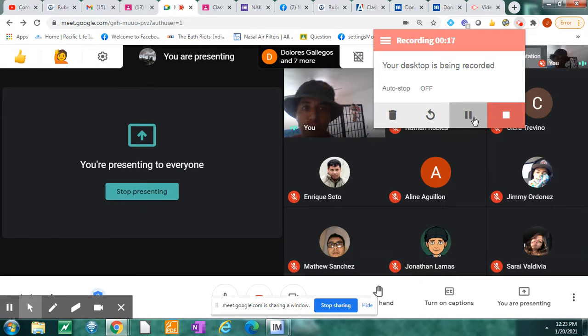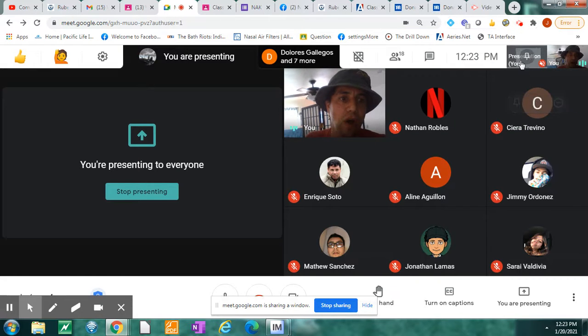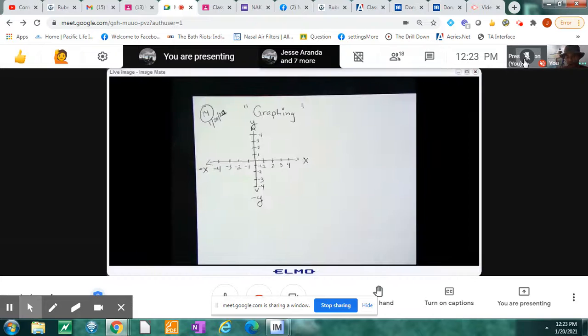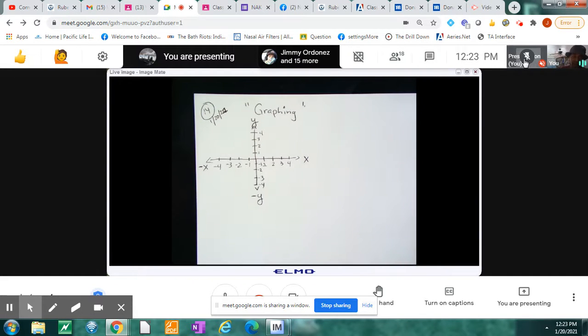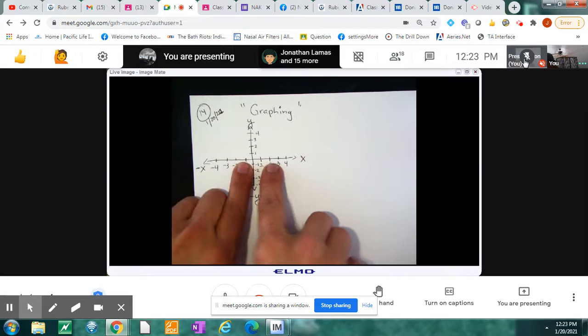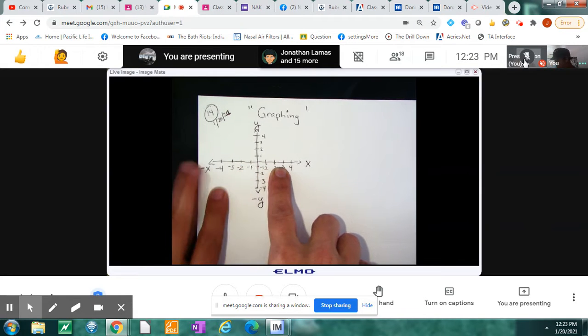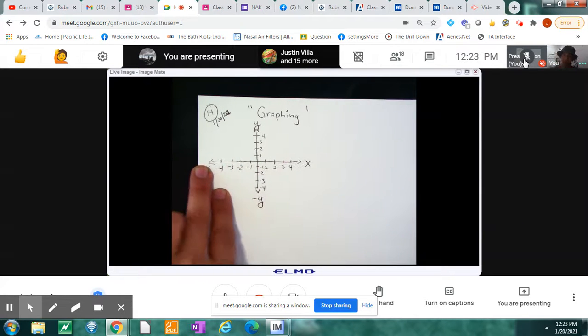All right, let's go ahead and do some graphing real quick. I'm going to do a quick review of graphing, and then we're going to go on to graphing coordinates, and then we're going to do the graphing. Okay, so in a graph grid, there are four sections, and each section is called a quadrant.